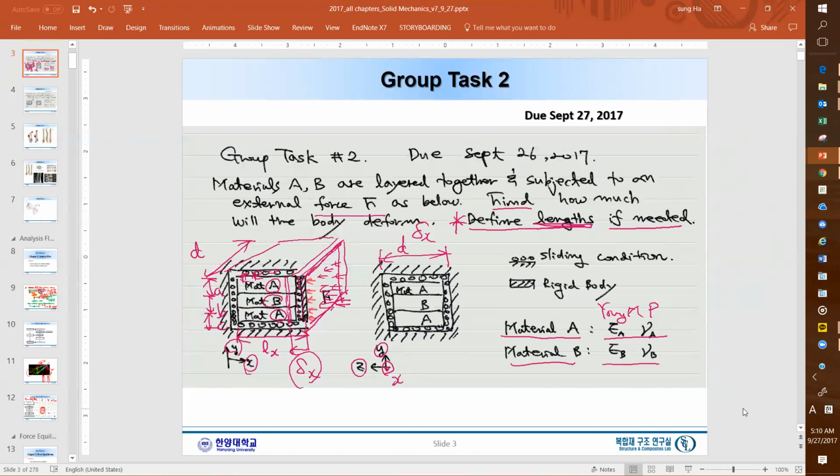Again, I want to emphasize that all of you have been studying problems which are already well defined. But to be a mechanical engineer, you have to know how to define the problem, which means you have to ask for the information you need to solve the problem. Okay, that's very important. From now on, you should know how to define materials and forces and dimensions. That's a very important point.